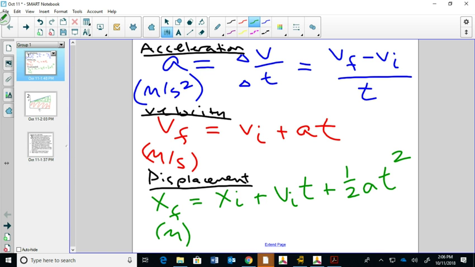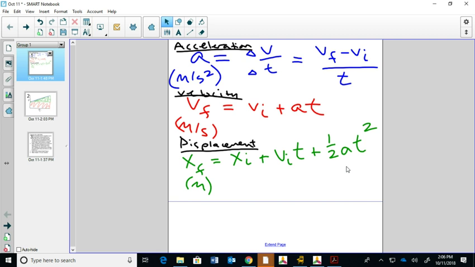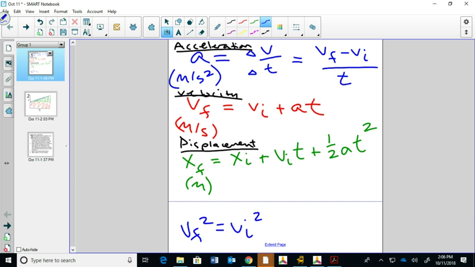One more equation here that's on the bottom of that page. It looks a little bit different than the other ones. It's another velocity equation. It says, let's go blue, vf squared equals vi squared plus 2a(xf minus xi). So what am I trying to find here? What does vf stand for again? Final velocity. Okay, so this is another velocity equation.